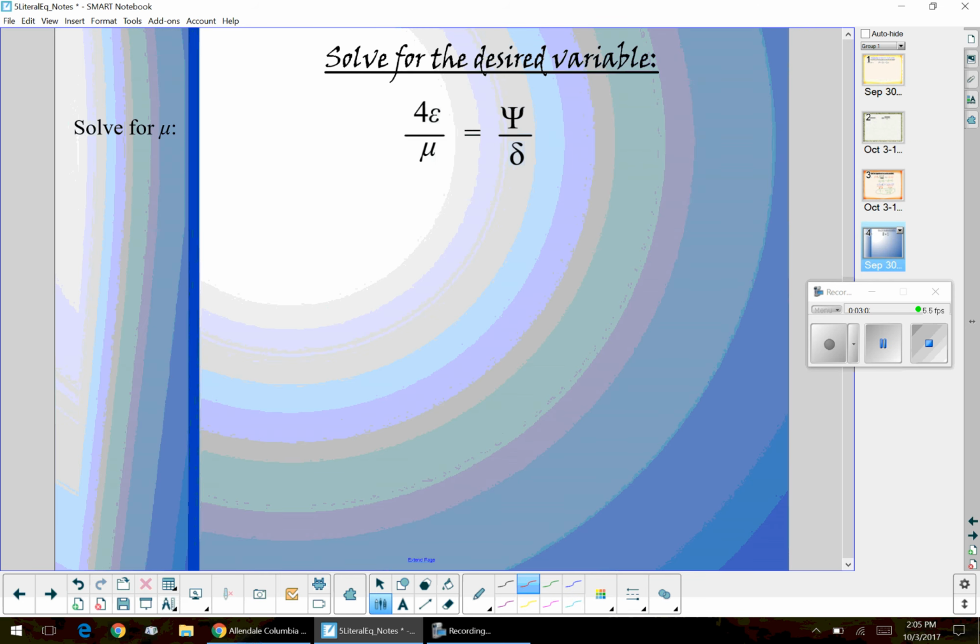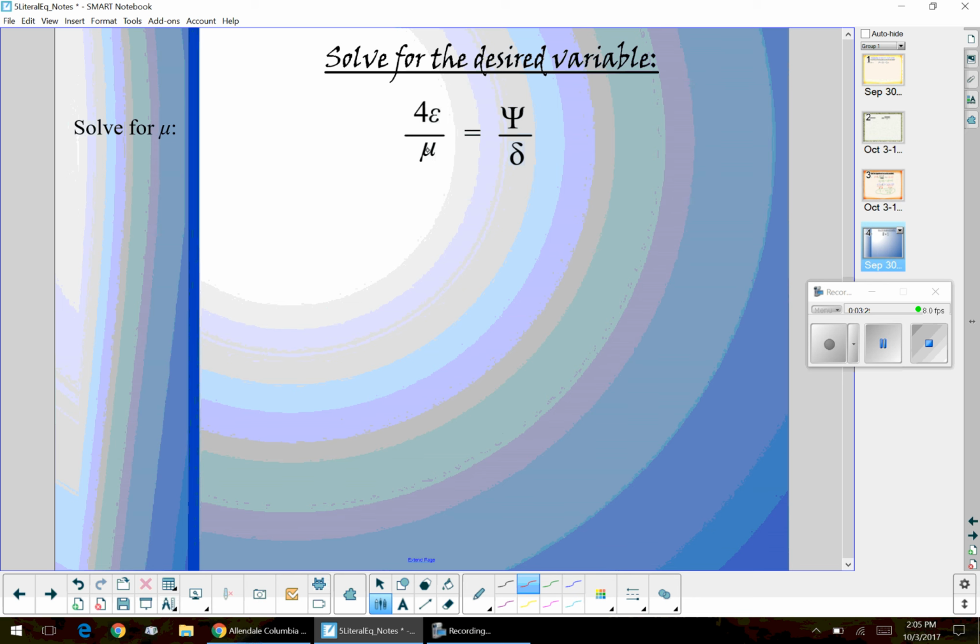In this special case, we have a bunch of symbols that aren't typical letters we're used to seeing. These are Greek letters. This is epsilon, this is mu, this is psi, this is delta. The fact that they're not symbols we recognize really doesn't make it any more difficult. They're just variables. We just treat them like variables. So here, what's a little tricky is the mu that I'm trying to solve for is in the denominator, and I want to get rid of that.